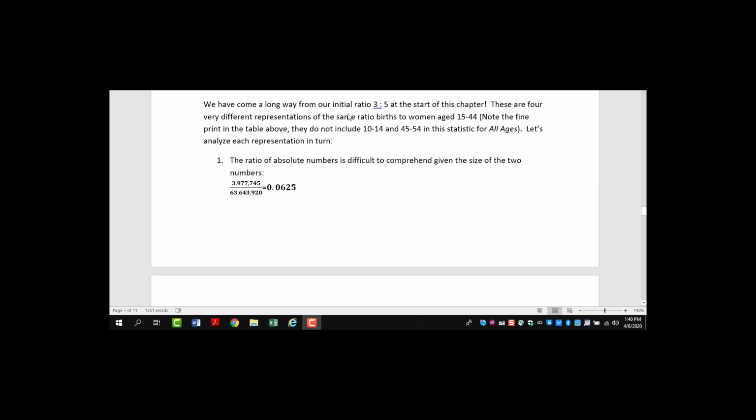So we've come a long way since our initial ratio 3 to 5. 3 alpacas in my herd, 5 alpacas in your herd, since the start of this section. These are 4 very different representations of the same ratio that I'm going to give you. The ratio of births to women 15 to 54, which is a part to part. Note the fine print in the table above does not include 10 to 14 and 45 to 54 in this statistics for all ages.